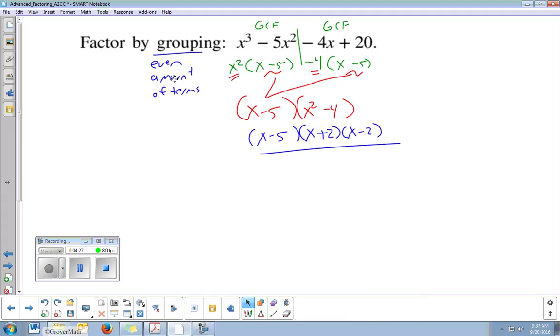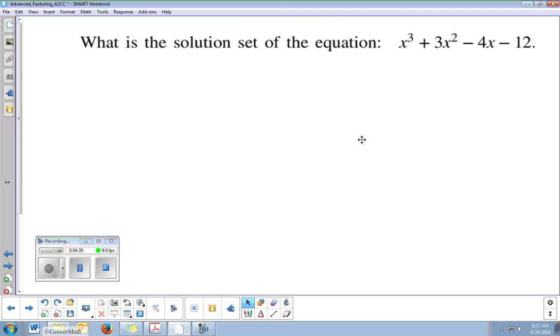Now, that is factor by grouping. What I want to show you in the next question is how to do that, but then turn it into a solution, which essentially is just if we had this equal to 0, we would turn them into roots. But let's do one more example of it. What is the solution set of the equation? Now, there's a typo on this problem. It's not actually an equation. So do me a favor and do a little edit. Throw an equal 0 on the end. All right, now it's an equation.